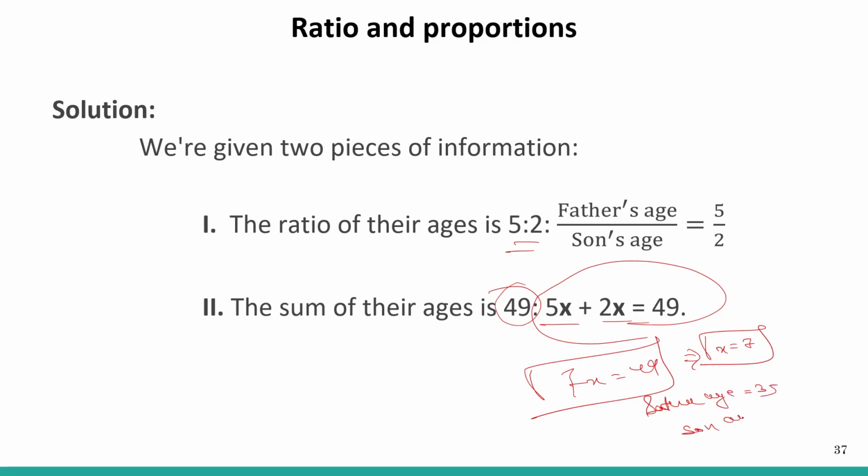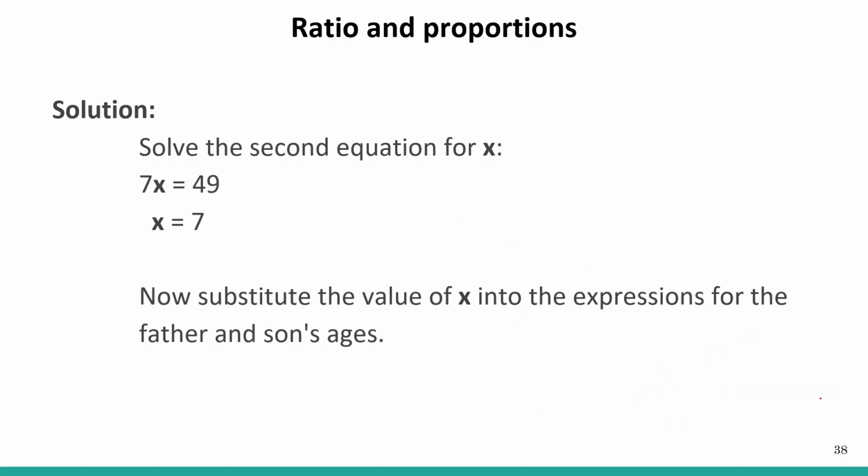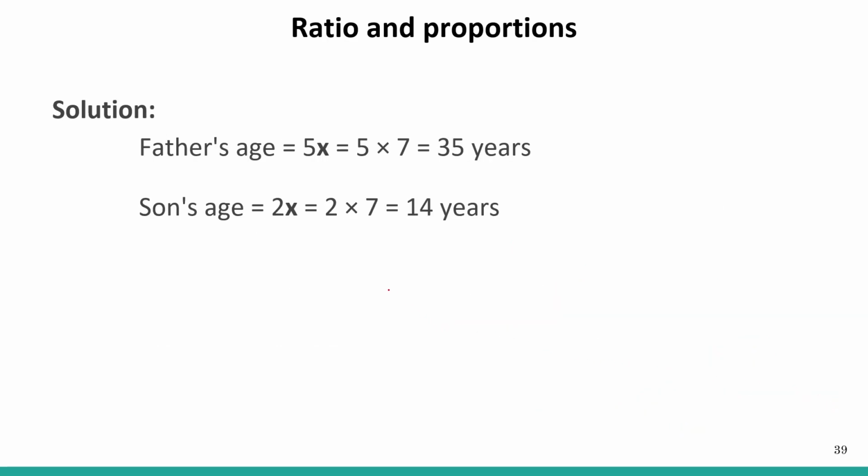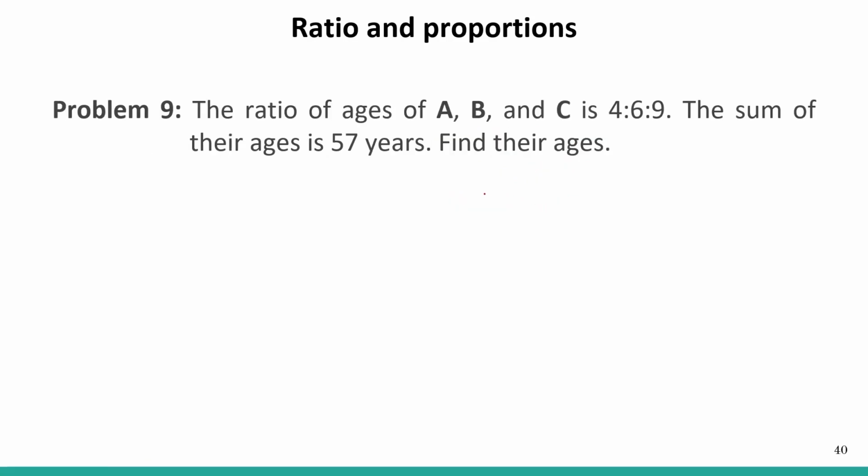Son's age is equal to 7 into 2, which is equal to 14. So the son is a mere teen with 14 years of age. Solving it, what we are left with is a 14-year-old son with a 35-year-old father. These are the final and correct solution. So let's see problem number 9.